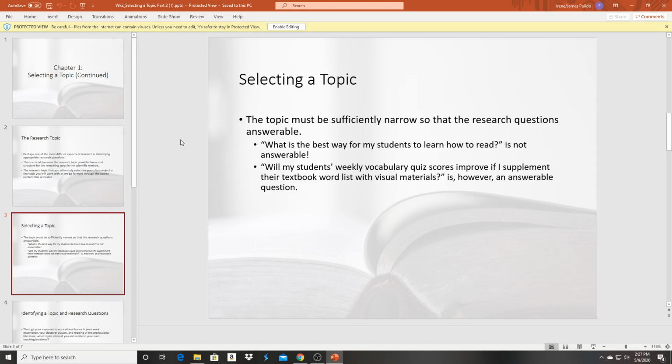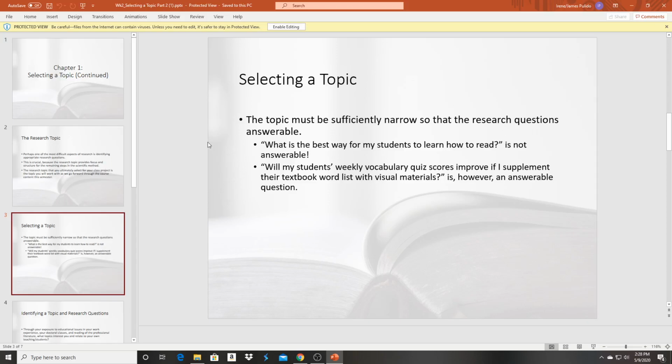The topic must be sufficiently narrow so that the research questions are answerable. Okay, again, what is the purpose of life? That's not answerable. What are the three things that people identify as making them the happiest? That's kind of answerable. You can talk to them and find the three things that emerge when we're talking about happiness. Okay, so what is the best way for my students to learn how to read? Not answerable. Will my students' weekly vocabulary quiz scores improve their scores? That's answerable.